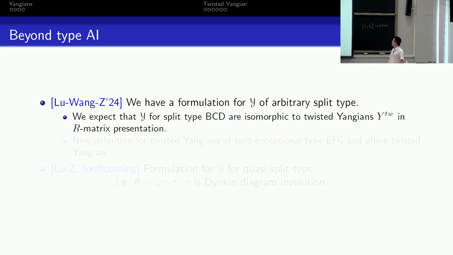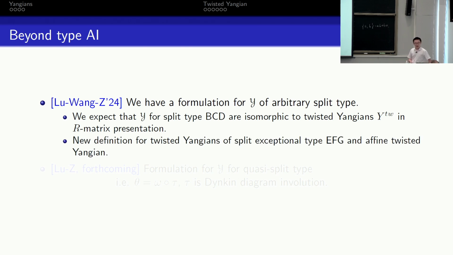And for type BCD, we expect that our new algebra is isomorphic to the twisted Yangians, but we haven't proved it. The difficulty is that if you want to do Gaussian decomposition for type BCD, technically it's harder. So this part we haven't proved. And for the exceptional types, actually the twisted Yangian has not been defined. You can use our presentation as a definition for the twisted Yangian. Also, you can even define the so-called affine twisted Yangian by plugging in the affine Cartan data.